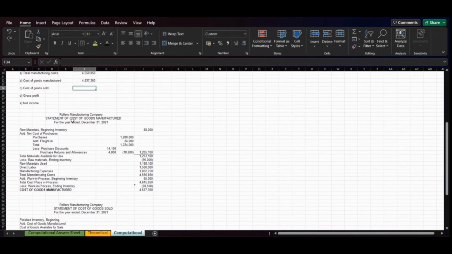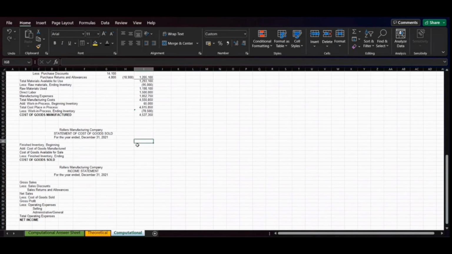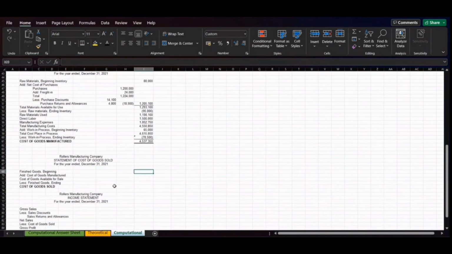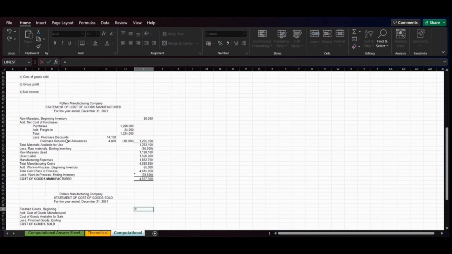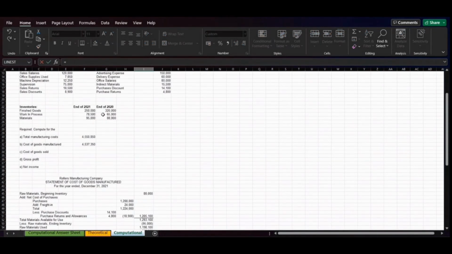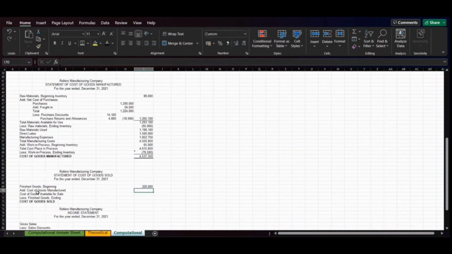Ayan. So, para naman makuha ang cost of goods sold, nakahanda na rin akong format para gawin yan. Ayan, para naman makuha natin ang ating statement of cost of goods sold is, kunin muna natin ang ating finished goods beginning. So, ang ating finished goods beginning ay nasa end of 2020 na may amount of 320,000. Since ang nakalagay dito is add cost of goods manufactured, kunin naman natin yung na-compute natin kanina ng cost of goods manufactured, which is ito. So, ang gagawin lang natin is i-add lang natin sila para makuha yung COGS or cost of goods available for sale.